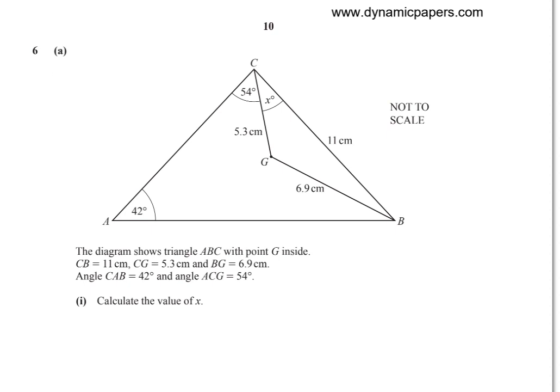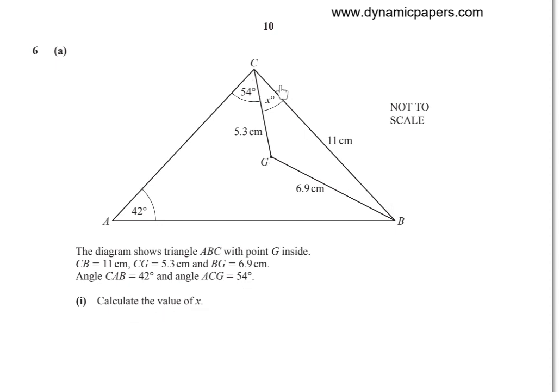Number 6a. The diagram shows triangle ABC with point G inside. CB equals 11, CG equals 5.3, BG equals 6.9 centimeters. Angle CAB equals 42 and the angle ACG is 54. Calculate the value of x.